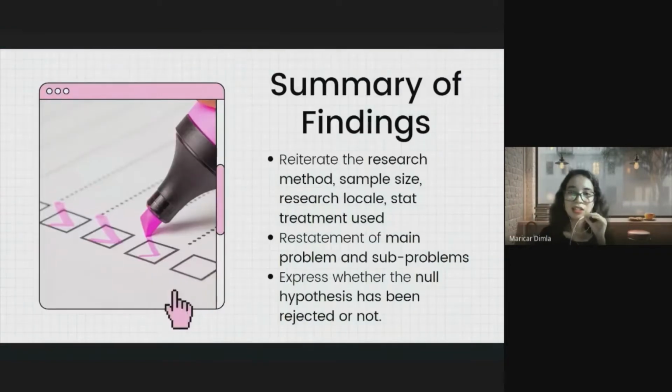So, class, let's deal with the summary of findings. On the summary of findings, class, number 1, you need to reiterate your research method, the sample size, research locale, and the statistical treatment. And then you also need to revisit your SOP, specifically the main problem and the sub-problems. And then lastly, you need to identify if your null hypothesis is subject for rejection or not.